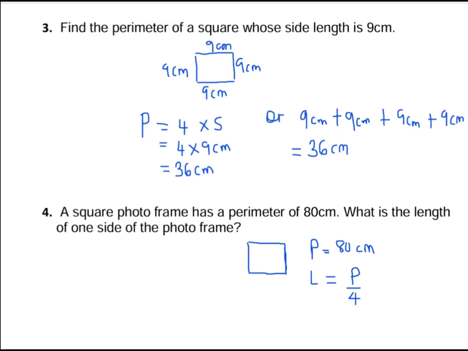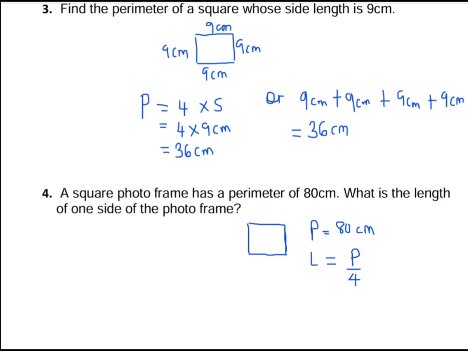So we are dividing 80 by 4 to find the length. So length equals 80 centimeters divided by 4. 4 in 80, that's 20. So the length equals 20 centimeters. So that's 80 divided by 4, that's 20 centimeters. So that is our length.